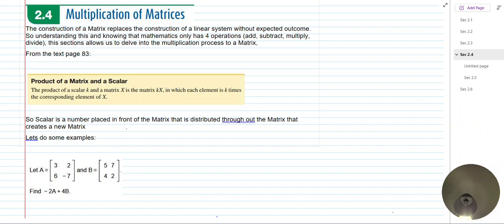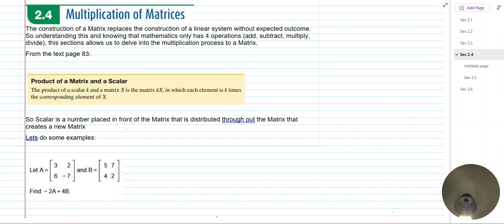And the first part is, and I wrote this right, the construction of a matrix replaces the construction of a linear system without expected outcomes. So understanding this and knowing that mathematics only has 4 operations, add, subtract, multiply, divide, this section allows us to delve into the multiplication process of a matrix. And that's exactly what we're going to do.